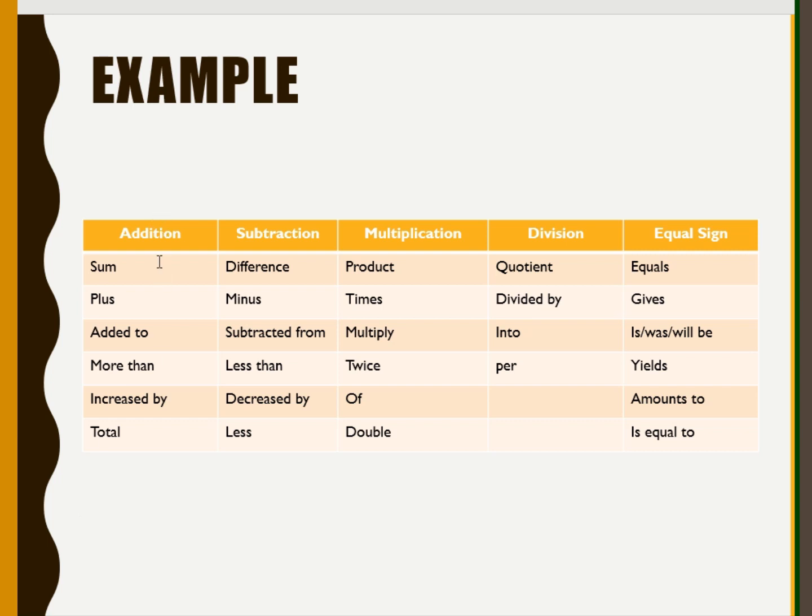All right, so if it's addition, the keywords are these: sum, plus, added, more than, increase by, total. If you're going to minus, it's subtraction: difference, minus, subtracted from, less than, decrease by, less. If it's multiplication, you will see product, times, multiply, twice, of, double. Division: quotient. Quotient is also division. Divided by, into, or per. If it's equivalent, you will see all these words: equals, gives, yields, amounts to, is equal to. So you need to memorize this. All right. You must know what it means.